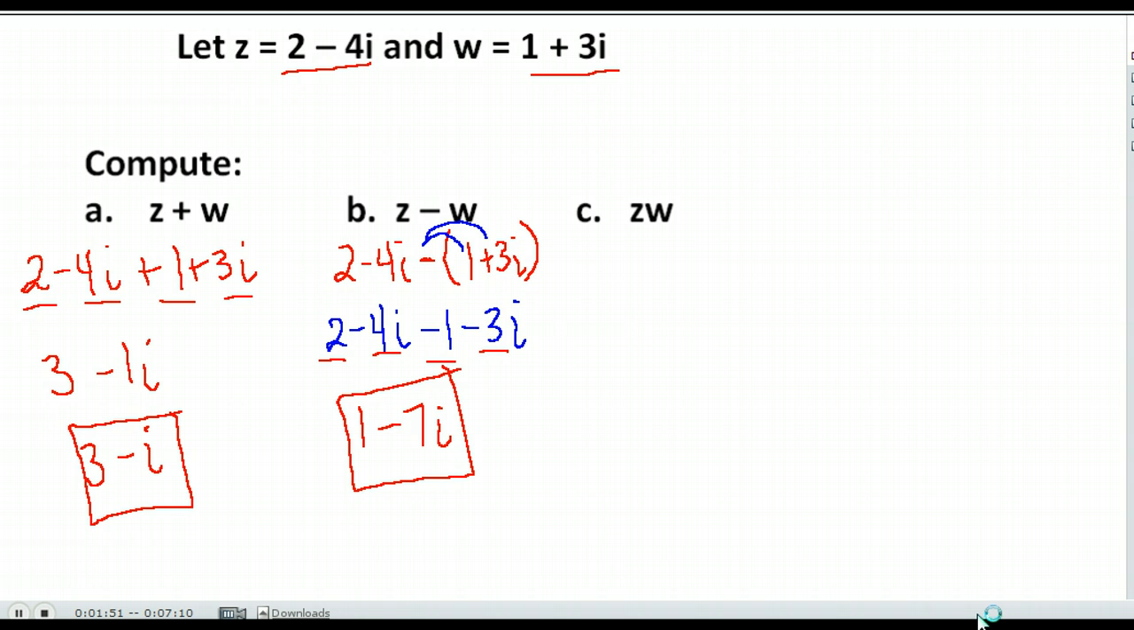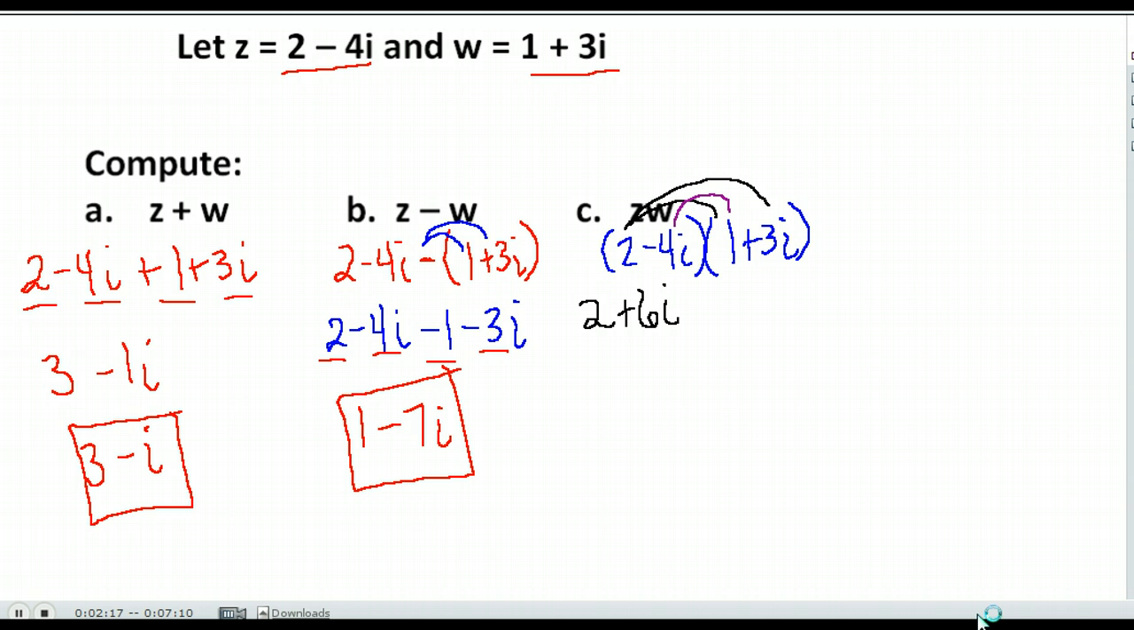Here's this last one, z times w. This is, again, very similar to polynomials. When we have polynomials with two terms, remember that we FOIL those. I need to take everything in the first set times everything in the second set. So I would take the 2 times the 1 is 2. And 2 times 3i, 2 times 3 is 6i. And then I move on to the negative 4i and multiply it times everything in w. Negative 4i times 1 is a negative 4i. And negative 4i times 3i is negative 12i squared.